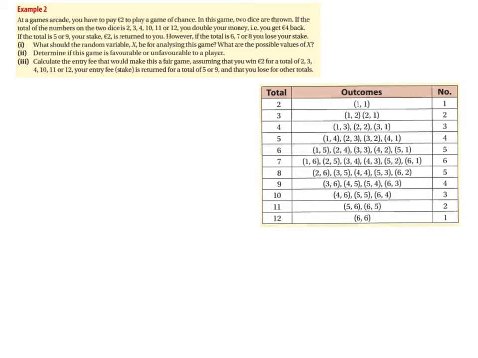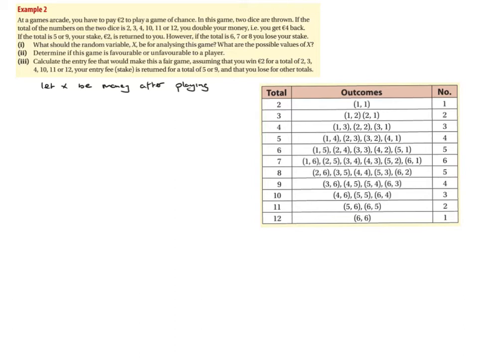Okay, so first of all, what's the random variable x going to be? Well, we can say let x be the money after playing. So we're going to say let x be the money that you've got after playing. The next thing we need to do is work out if the game is going to be favourable or unfavourable, and calculate the entry fee. We'll do that in a second, and the last part as well.